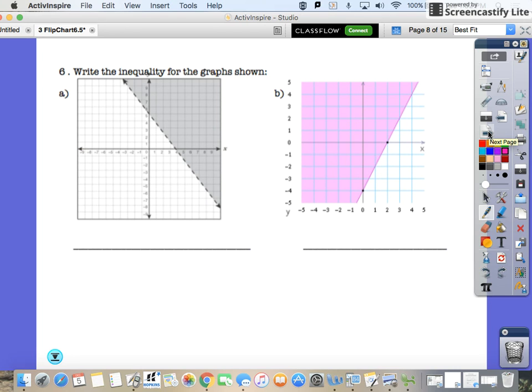Okay, now we're going to work backwards. So we need to write the inequality for the graphs shown. First of all, this is a dotted line, which means we are using either this symbol or this symbol. It's got to be one of those two. So let's figure out what the equation for the line is, and then we can determine which one to use. The y-intercept in this one, my copy is kind of hard to see, but it looks like it's 1, 2, 3, 4, 5. So 5 is the y-intercept.